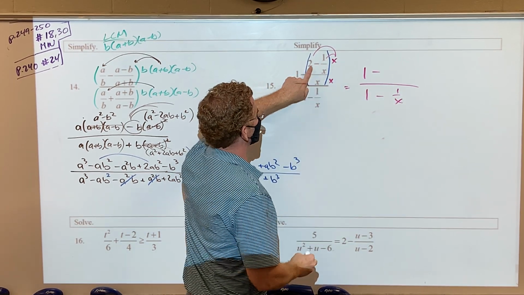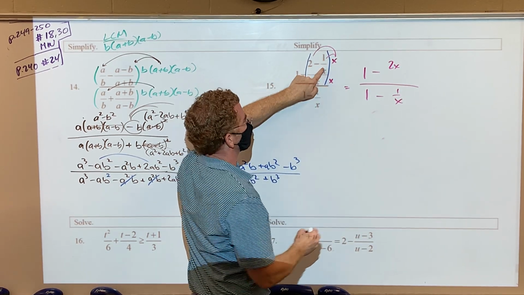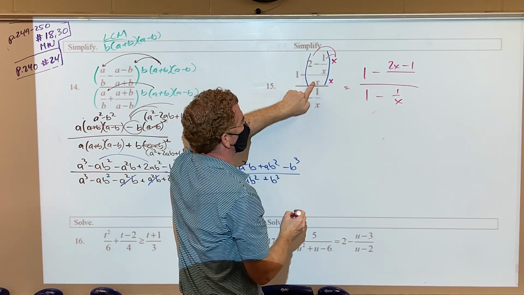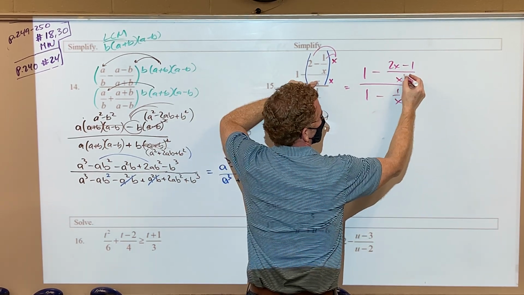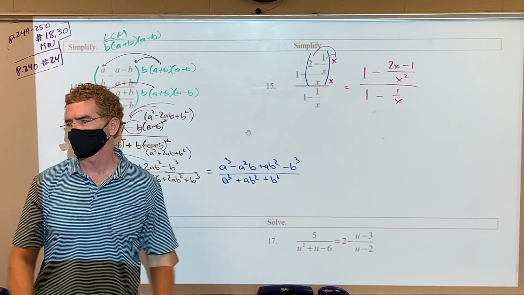So what's the x times the 2? 2x. What's the x times the 1 over x? Minus 1, and x times the regular x, x squared. And now what do I see? Now it looks better already.